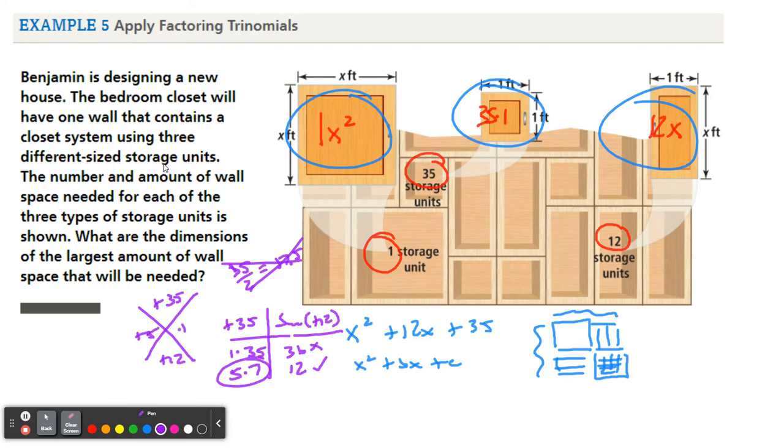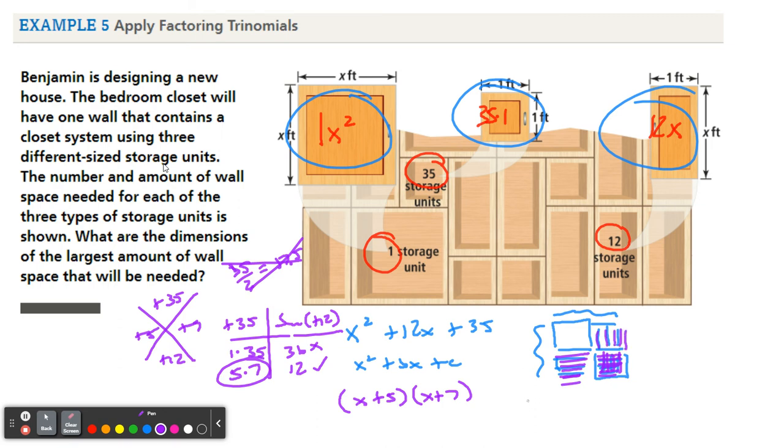So positive 5 and positive 7. So your dimensions or your factors are x plus 5 and x plus 7, which are going to be your dimensions. Okay, and I think I said 12 here. There needs to be 35 little squares. So I'm sorry, again, 35 little squares. So this would be like having 7 rectangles here and 5 rectangles there.